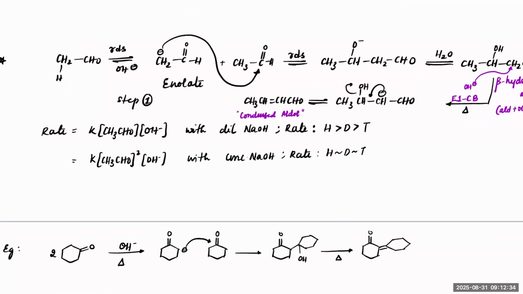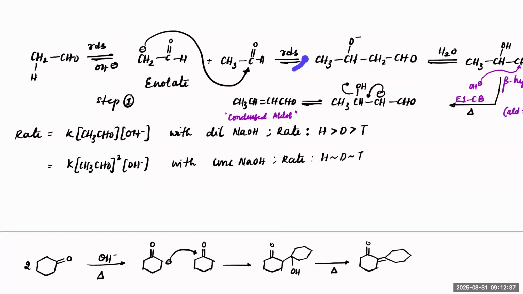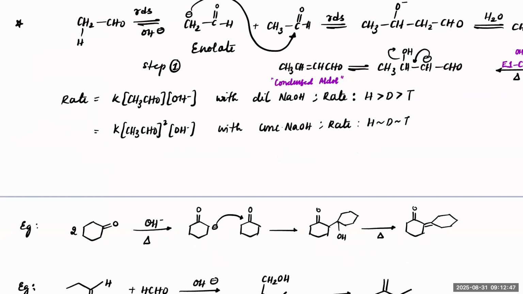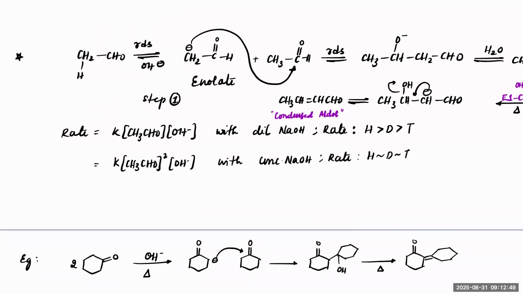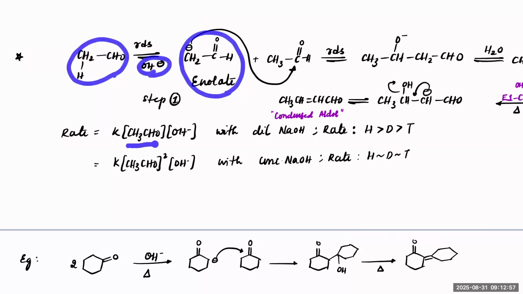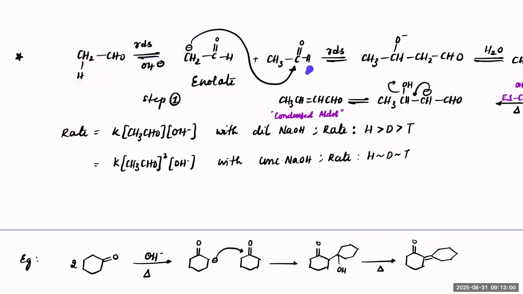Right. So now see the rate. The rate of the reaction depends upon this step, right? This is the RDS of the reaction. So for this RDS, what you will notice is, first, this enolate is a part of this aldehyde and OH minus. So one aldehyde, one OH minus. And now you have a second aldehyde also. So multiply another aldehyde. So that's why you will see the order of the reaction is 3. Correct? The order of the reaction is 3 here.